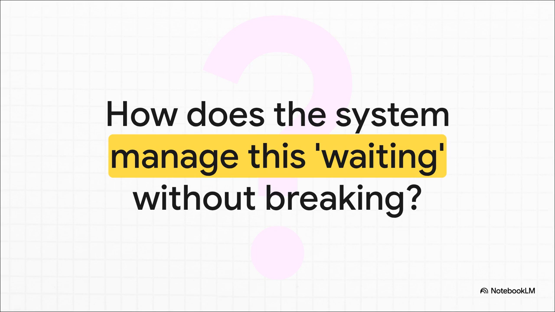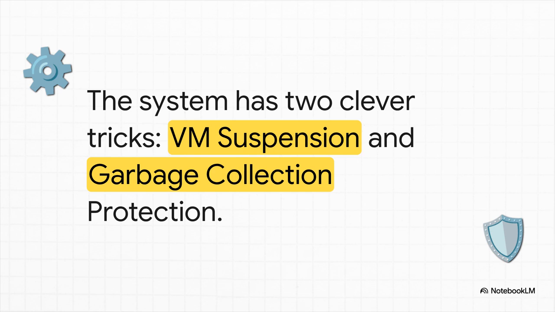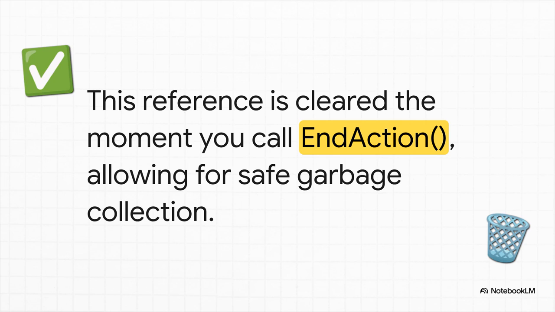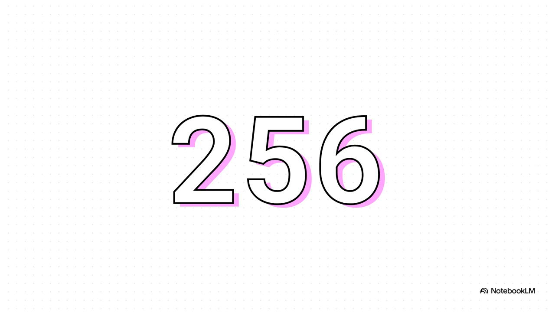So how does the engine even manage all this waiting without completely breaking? Well, it basically comes down to two really clever tricks happening under the hood. While your action is waiting, the system holds onto a special pointer, keeping it safe from being accidentally deleted. Once you call End Action, that protection is gone, and everything cleans up nicely. It's super robust. And what powers all this? A single instruction in the logic VM, opcode 256, the custom action.